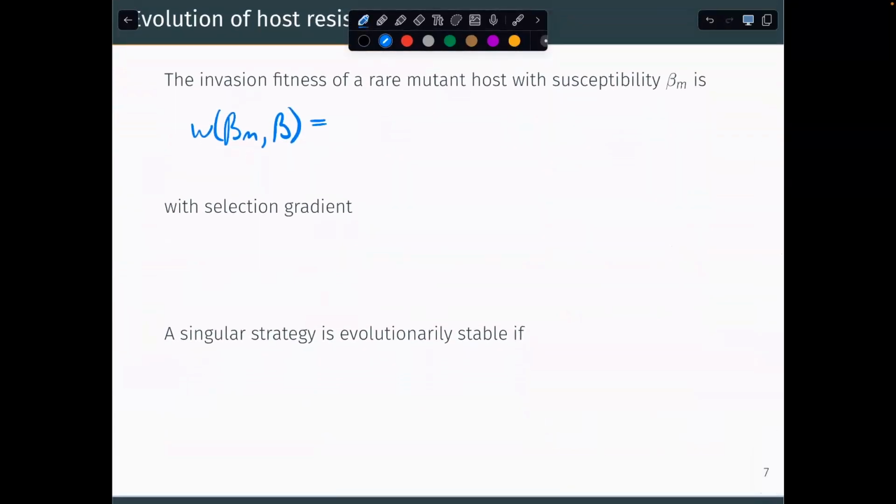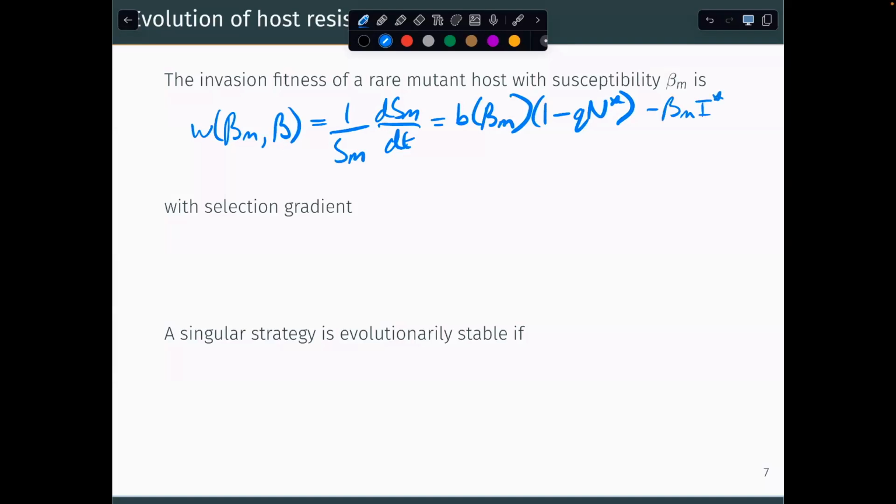So we take our per capita birth rate, or growth rate of our SM class. So we have B times beta M times 1 minus Q N star, minus beta M I star, minus D.